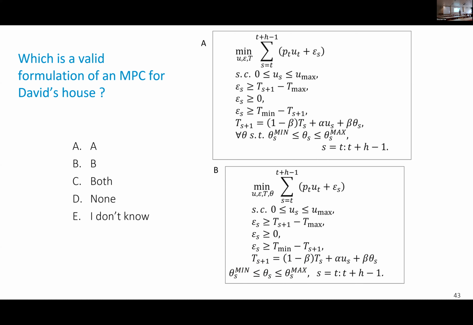I close the poll in a few seconds. And the majority says A, but the majority is not always right. Let's look at A. I'm minimizing over the variables, all the U, all the epsilon, and all the T. And here I have robust constraints. This inequality must be true for all value of theta, but it's not possible. I mean, if I have equality for one value of theta, I cannot have equality for a distinct value of theta here.